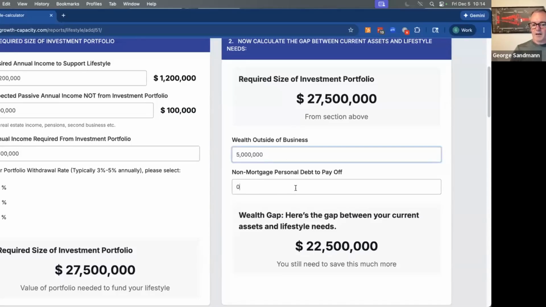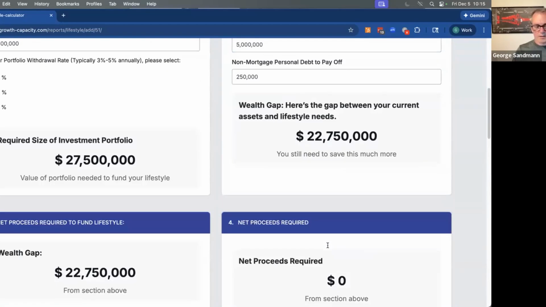Great. How much non-mortgage debt do you have to pay off? Well, listen, I bought a boat. I'd like to pay that off out of the proceeds. I'm just going to keep it simple, right? $250,000. And you see how these numbers are adjusting, $22 and $23 million.